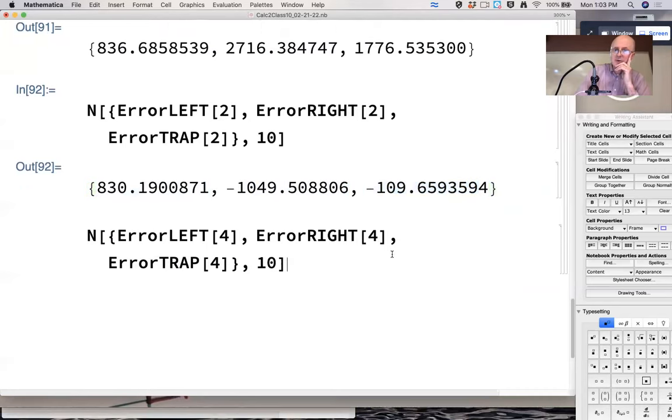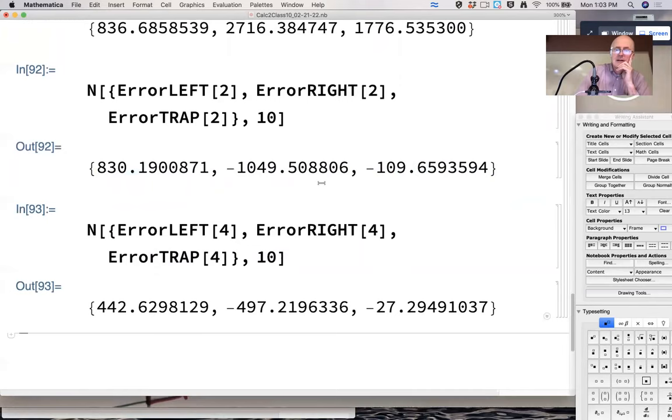If I double n from 2 to 4, what happens? Errors that were in the ballpark of 1,000 in absolute value become in the ballpark of 500 in absolute value, very roughly speaking. The error that was in the ballpark of 100 in absolute value gets closer to the ballpark of 25 in absolute value. I doubled n from 2 to 4. These errors went down by about a factor of 2. They got multiplied by approximately 1/2. And this error went down by about a factor of 4. It got multiplied by approximately 1/4.